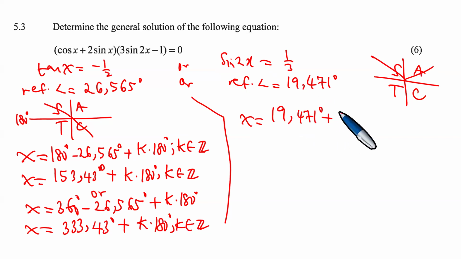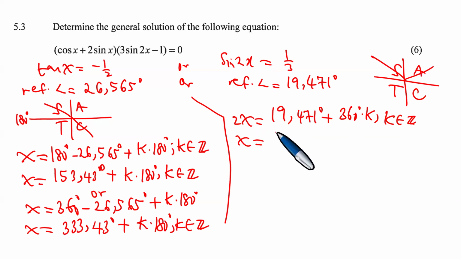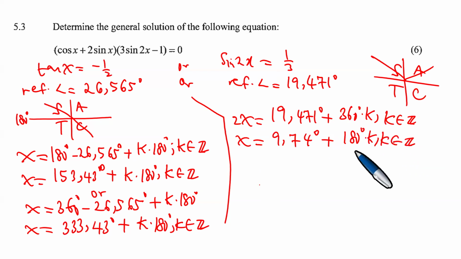Okay, now we have this, which is 360 degrees times k, where k is an element of the set of integers. Remember it's 2x. So in other words, 2x equals this here, but then you divide right through by 2. Now 19.471 divided by 2 is 9.74 degrees. If you divide 360 by 2, we get 180 degrees, where k is an element of the set of integers. Okay, so we have found a set of solutions in the first quadrant of the plane.